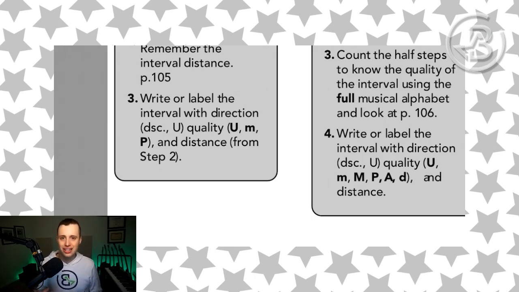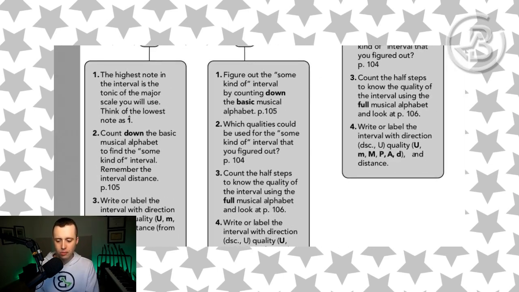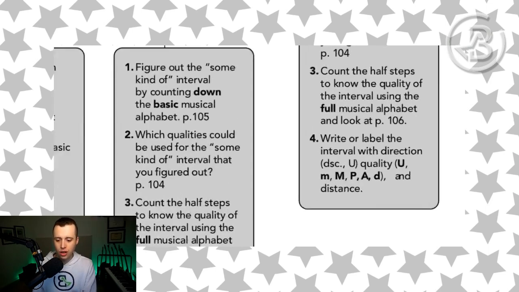When the highest note is the tonic of a major scale that you know, and the lowest note is also a scale degree from that scale, then automatically the only possible qualities of interval are going to be minor or perfect. Now let's talk about what happens if the lowest note is not from the same major scale, or if the highest note is not scale degree 1 of a major scale that you know.